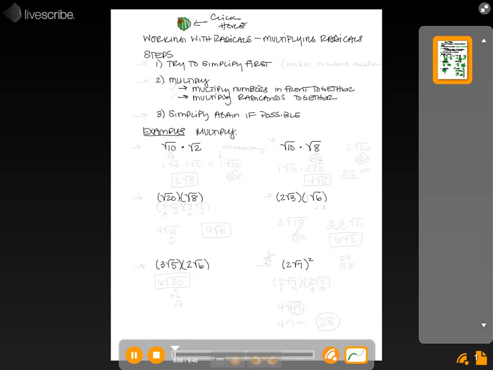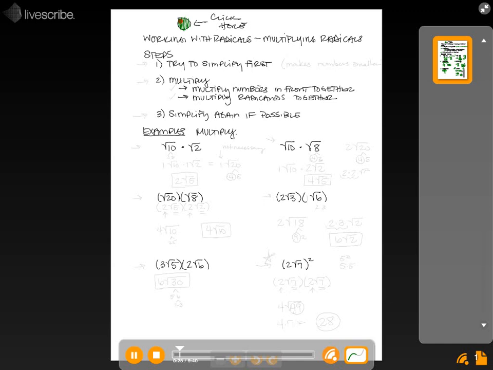Alright, these are your notes for working with radicals, and in this particular video we're going to learn how to multiply radicals together. We've already learned how to simplify them. The reason we learn how to simplify first is because we have to simplify when we multiply them. So we need to use that skill from the first video in this one.